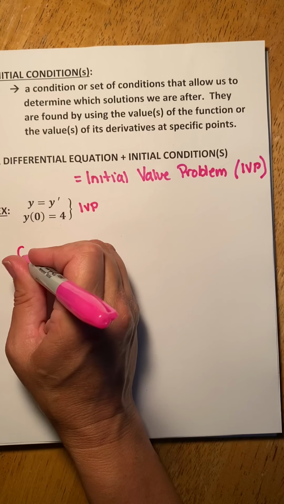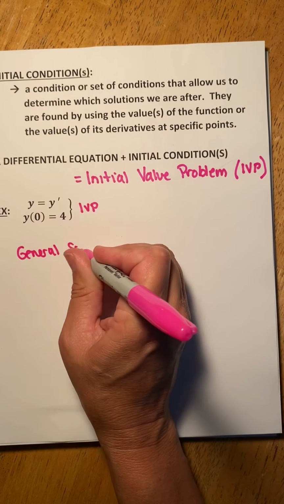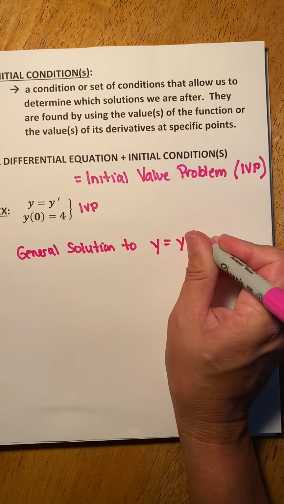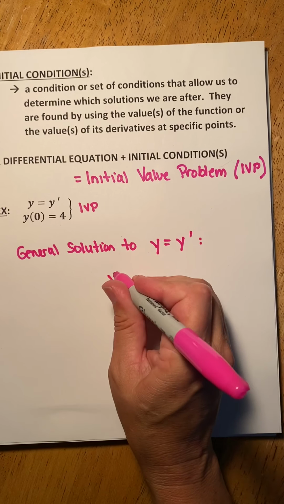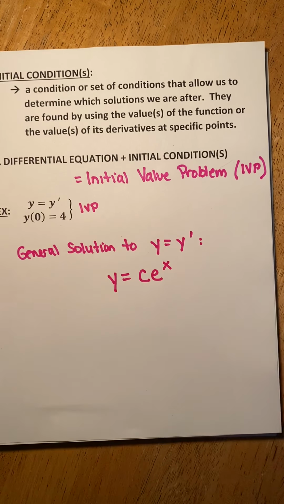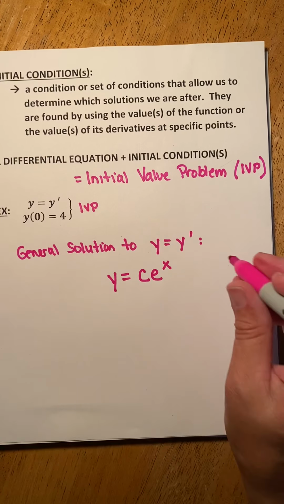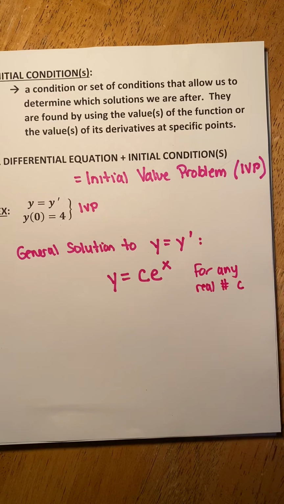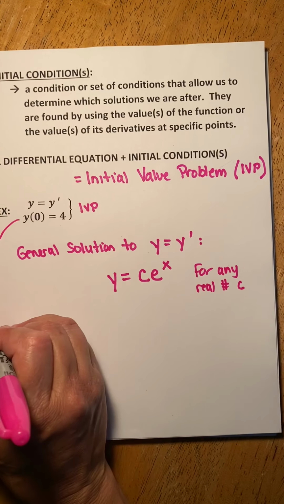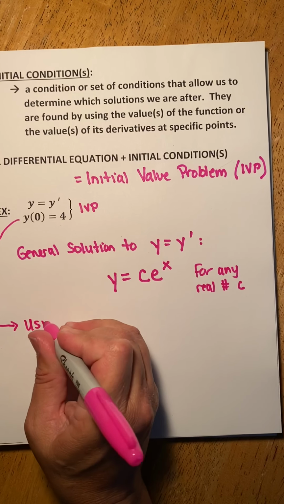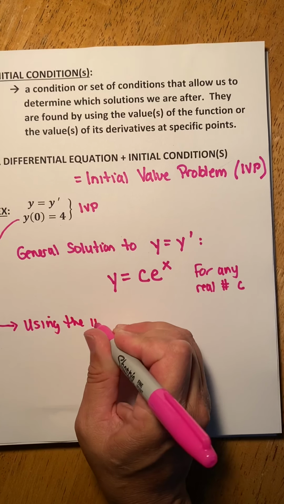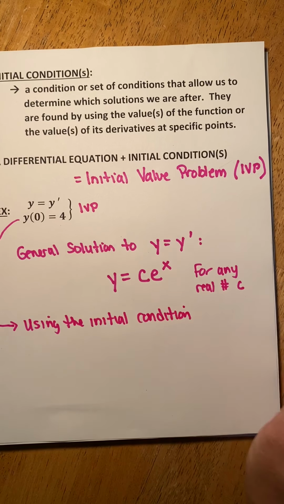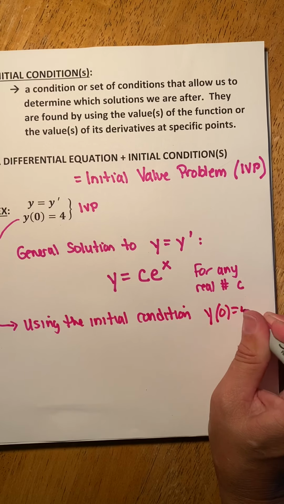All right. We know the general solution to the differential equation is, well, we saw that it was y equals c e to the x for any value of c, any real number c. Right? So now we're going to use this condition, the initial condition y of 0 equals 4.